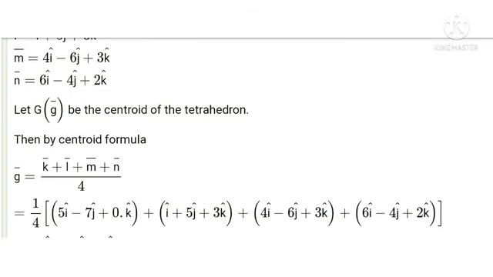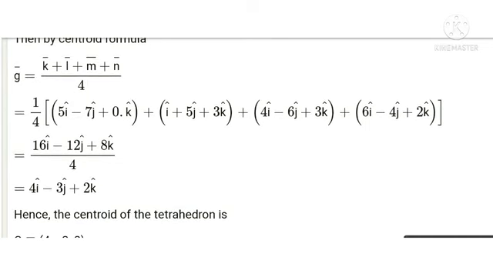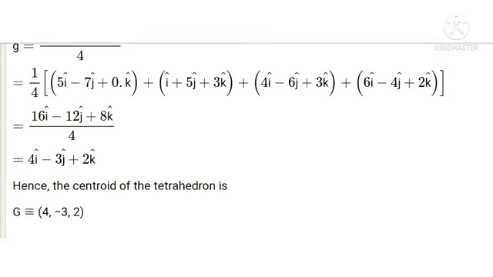Now G bar is the centroid of tetrahedron. So by using centroid formula, we write G bar is equal to K bar plus L bar plus M bar plus N bar upon 4. You put the value 1 upon 4 as it is, K bar, this is L bar, M bar and N bar. You simplify. You get G bar is equal to 4 I cap minus 3 J cap plus 2 K cap. Hence the centroid of tetrahedron we get as G bar is equal to 4, -3 and 2.